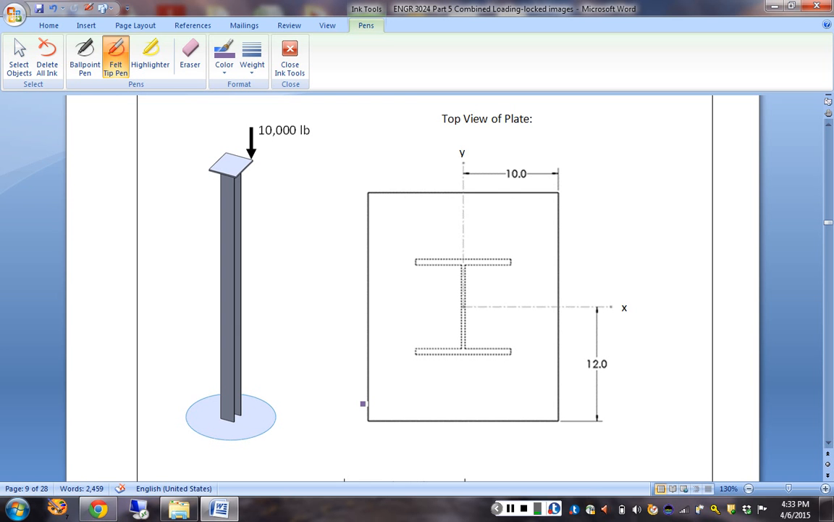This X and Y coordinate system is not consistent with the way that we've been talking about beams all along. What have we said? We've said X is along the beam, and then Y and Z are the other way. Well, X is across the plate, not along the beam. So just be mindful that this is not the same coordinate system that we've been dealing with. So our applied force is here.